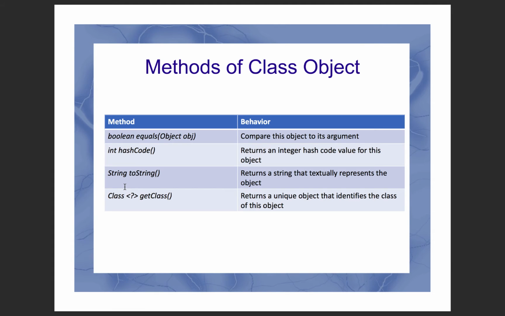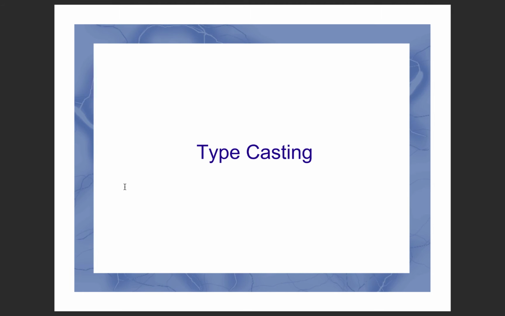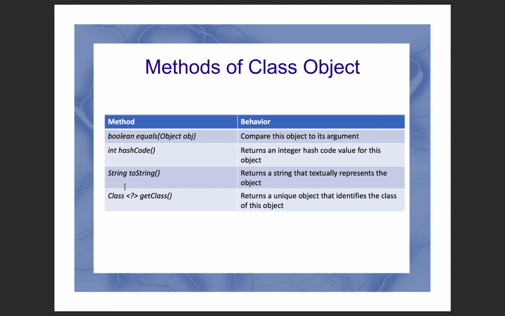You will see the toString method several times in different classes. The toString method basically returns the representation of the object, and the getClass method returns a class that identifies the class of the object. So these are some of the methods in class Object. And as I said, the class Object being the supermost class is an application of the inheritance principle of object-oriented programming.